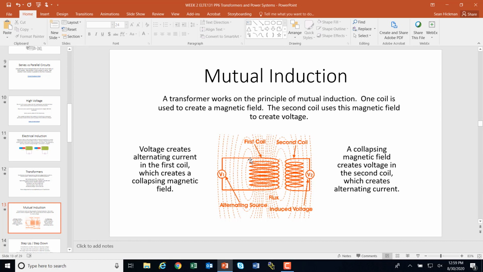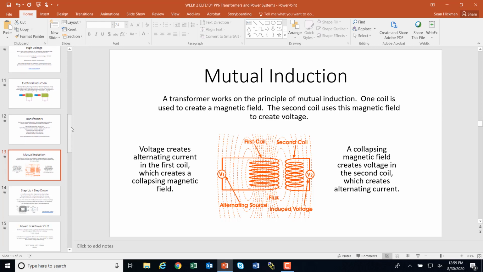To say it again, current through a coil creates a magnetic field, and on the other side, a magnetic field by a coil creates current. So they're just kind of opposite of each other. Okay, that's called mutual inductance.